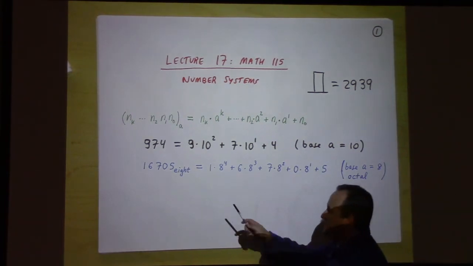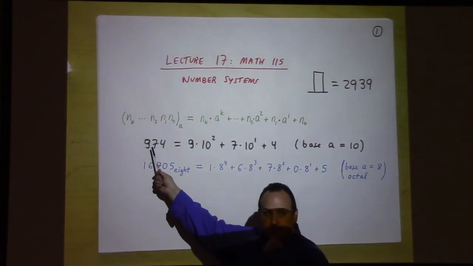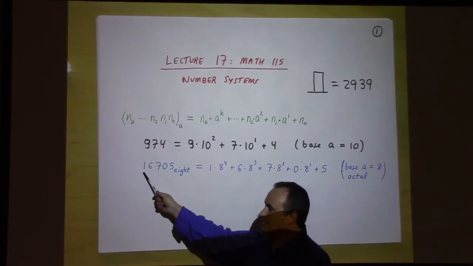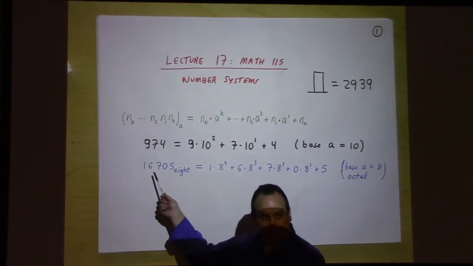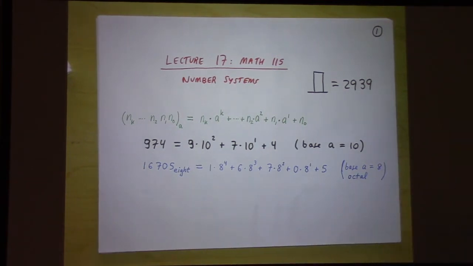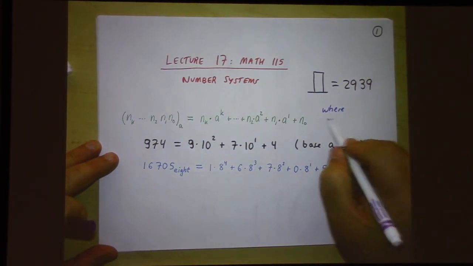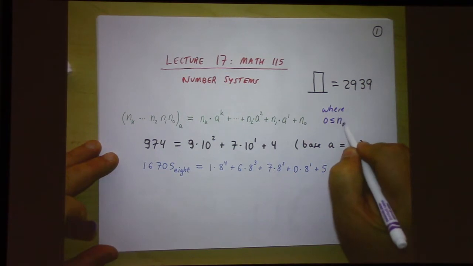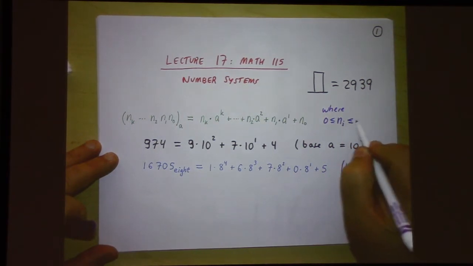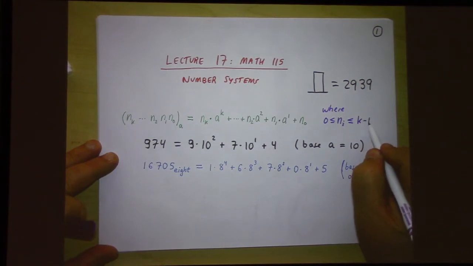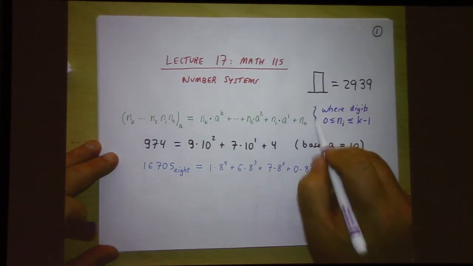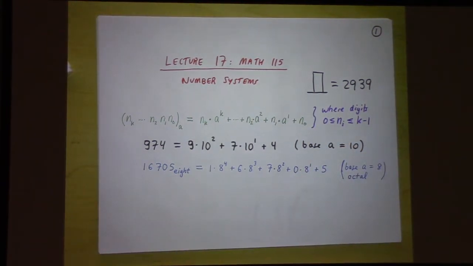So 9 is a digit which is available to base 10, right? But 9 is not something you can put in an octal number as a digit. So what are the terms and conditions for the digits here? I haven't told you yet. Where do this n1 through n0 at the start have to be taken from? We have 0 less than or equal to n sub i less than or equal to k minus 1. So those are your digits.